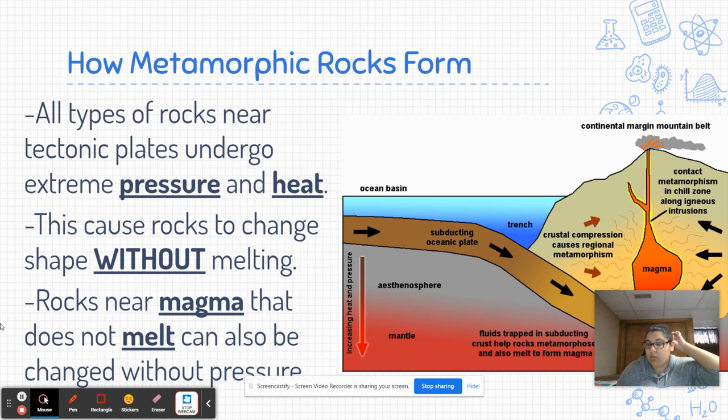So metamorphic rock is not creating something completely new. It's taking what's already been formed and kind of melting it and adding pressure to change what it looks like. Rocks near magma that do not melt can also be changed without pressure. So you don't always have to have both pressure and heat. You can have one or the other.